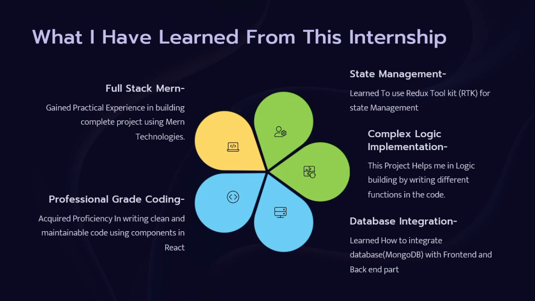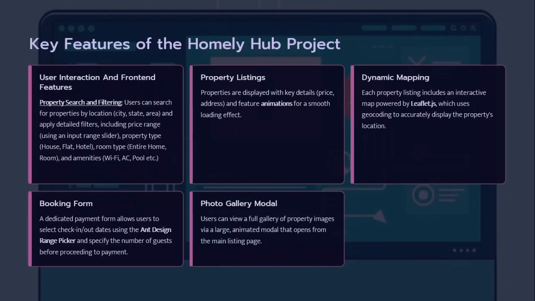Now, let's take a look at some of the key features that make Homely Hub functional and user friendly. Number one, property search and filtering.